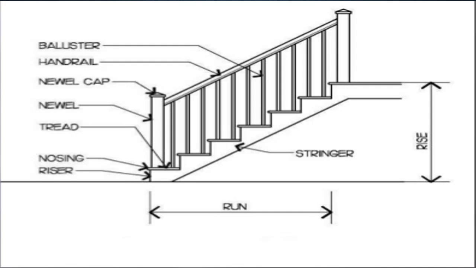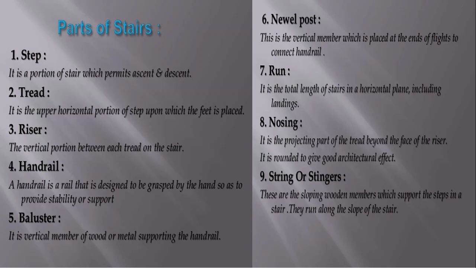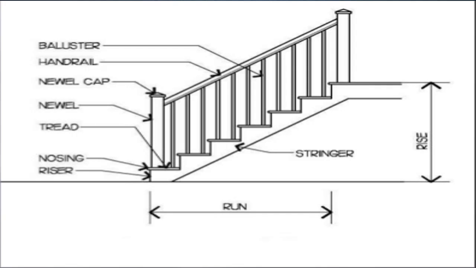Then string or stringers. These are the sloping wooden members which support the steps in a stair. They run along the slope of the stair. So this is stringers. See, this triangle of a step which includes tread and riser is termed as steps. Below that, the slab. This is called as stringers along the length of a stairs.